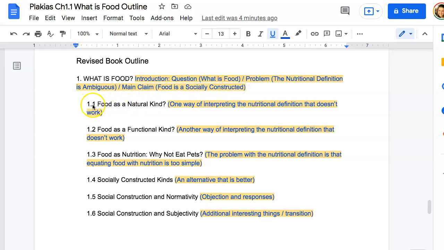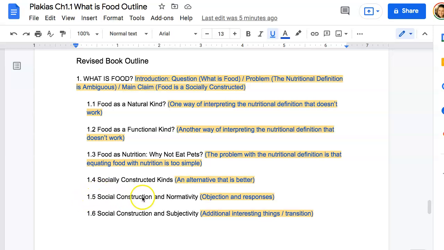Section 1.1. Food is natural kind. One way of interpreting the nutritional definition that doesn't work. Section 1.2. Food is functional kind. Another way of interpreting the nutritional definition that doesn't work. 1.3. Food is nutrition. Why not eat pets? Subtitle. The problem with the nutritional definition is that equating food with nutrition is too simple. 1.4. Socially constructed kinds. Subtitle. An alternative that is better.